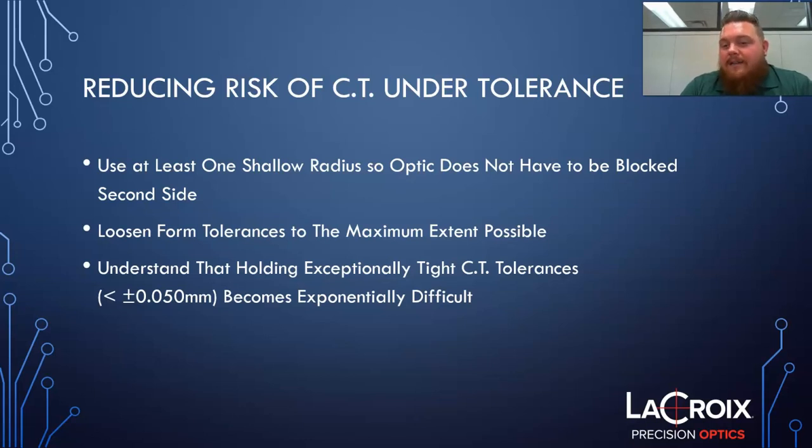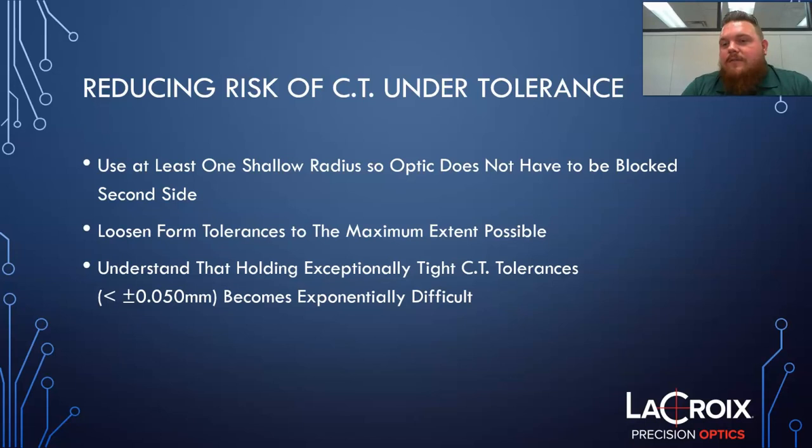If you do not have to block the optic second side, we can run it in our CNC processes. And in our CNC processes, you can remove the optic from the machine between each polishing run in order to directly measure the center thickness. So that is always preferred when attempting to hold tight center thickness tolerances using these types of materials.